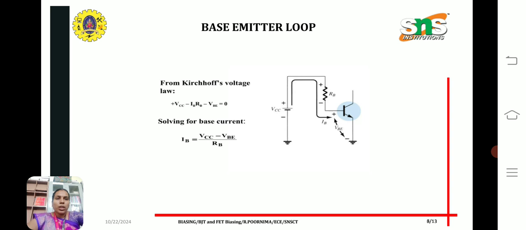To analyze the fixed bias circuit, we first need to calculate the base current and collector current. Here the base emitter loop is drawn, and we can apply Kirchhoff's voltage law to get the base current. The equation is written as VCC minus IB into RB minus VBE equal to 0. Solving for the base current, we get IB equal to VCC minus VBE divided by RB.